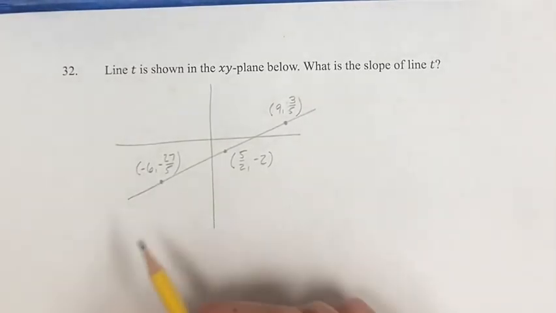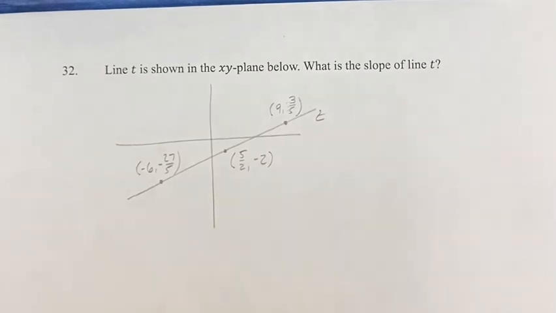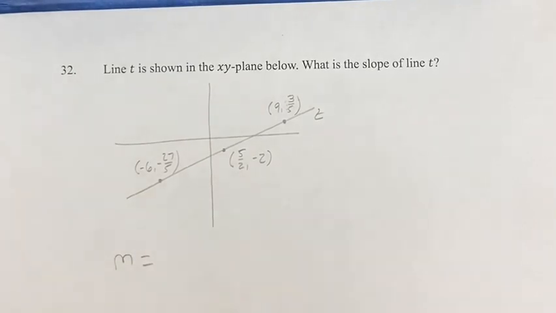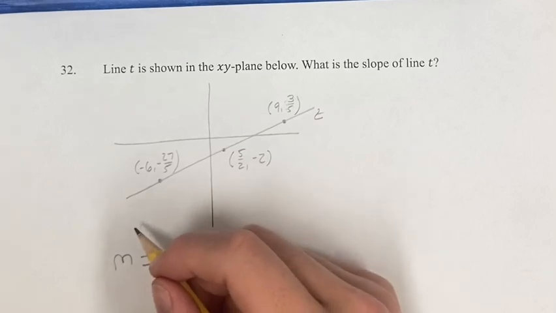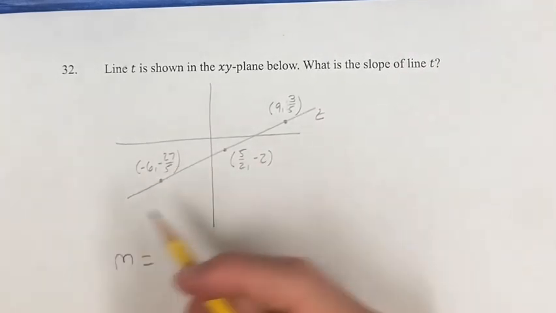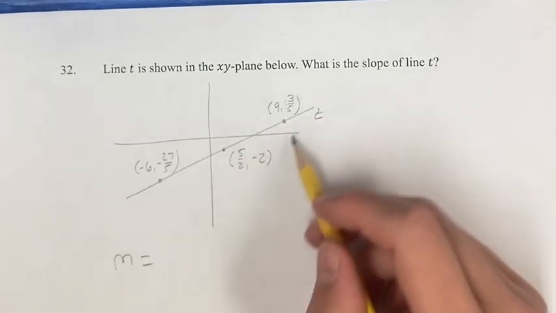In this problem, we are given line t shown in the xy plane, and we're asked to find the slope of this line. The easiest way to find the slope is to take 2 points from the line. Luckily, they've given us 3. We can pick any 2 out of these 3. This one looks like it's going to have the most complicated numbers, the hardest to deal with. So let's pick these 2.